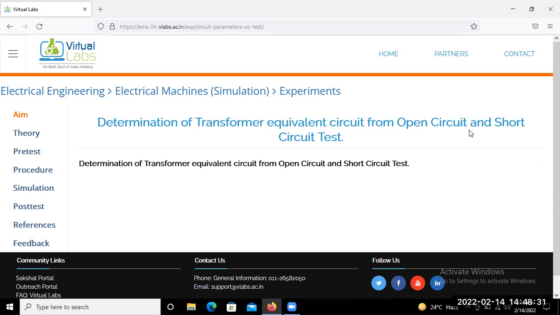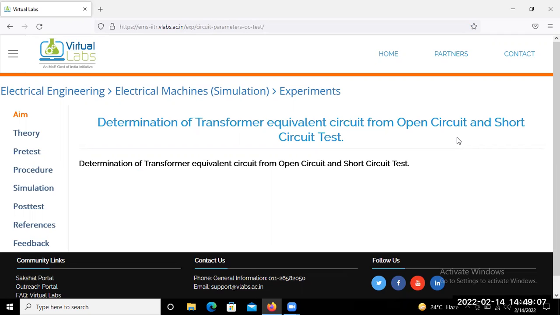So first we discuss the open circuit test. During the open circuit test, we keep the high voltage side open and give the supply on the low voltage side, and all the instruments are connected towards the low voltage side. That means one voltmeter, one ammeter, and one wattmeter for voltage, current, and power measurement respectively.